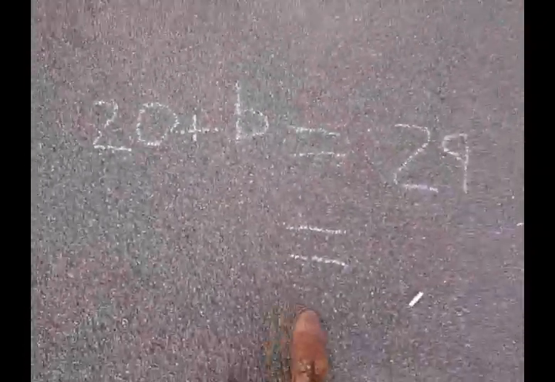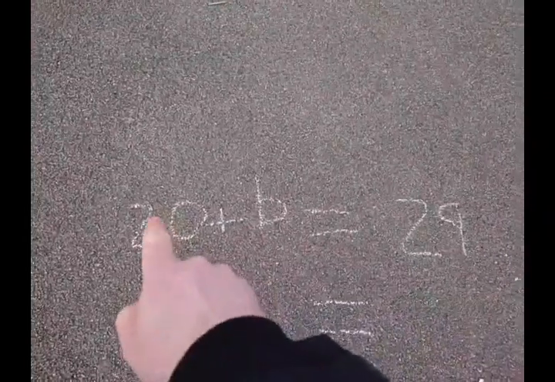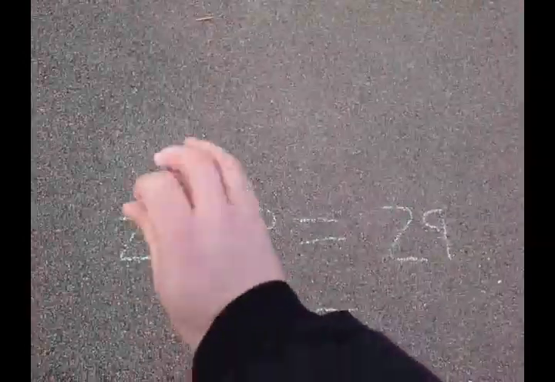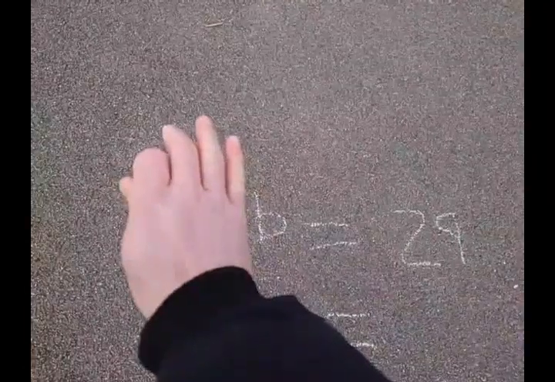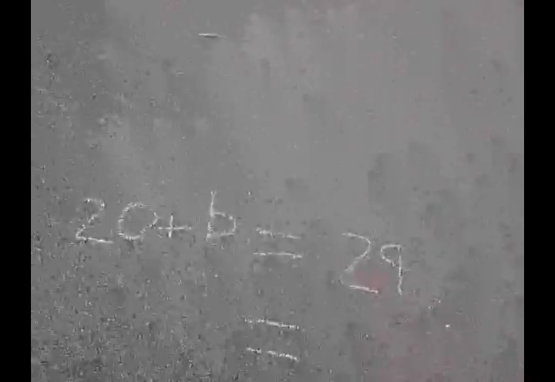Well, the way I do it, remember thinking about the scale. If I took 20 away from this side, then this would be unbalanced, this wouldn't work. So remember, whatever I do to the left side, I have to do to the right side. So if I took 20 away from the left side, I'd be left with just B.